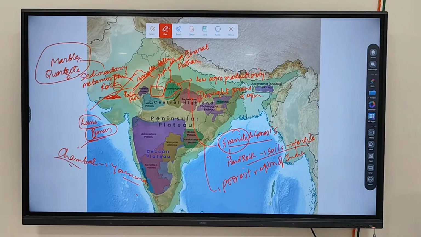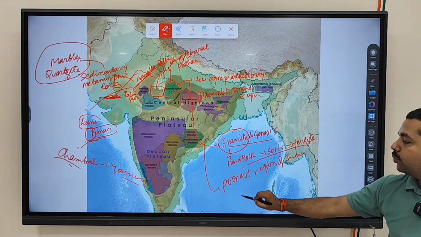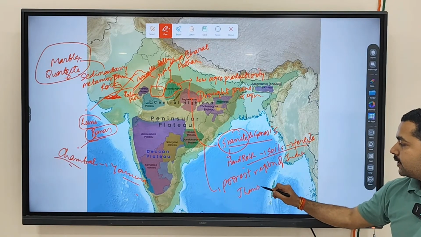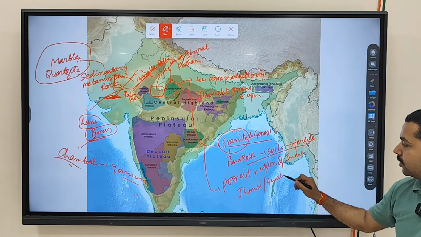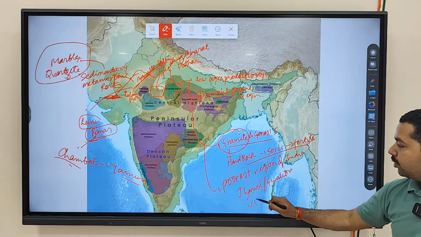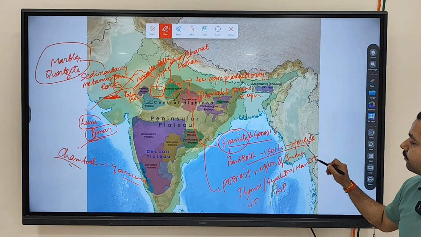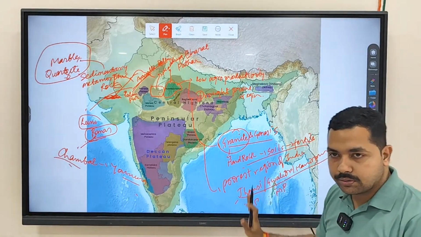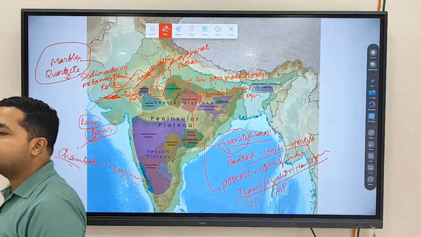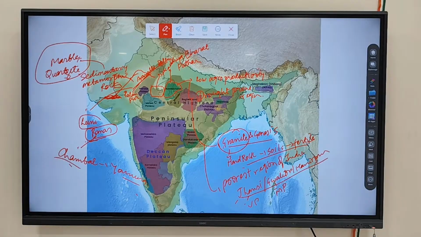Now, which regions are falling under the Bundelkhand region? Jhansi of UP, Gwalior of Madhya Pradesh, Hamirpur. These regions are falling under the Bundelkhand region. Currently, it is one of the poor regions of India that you are seeing.